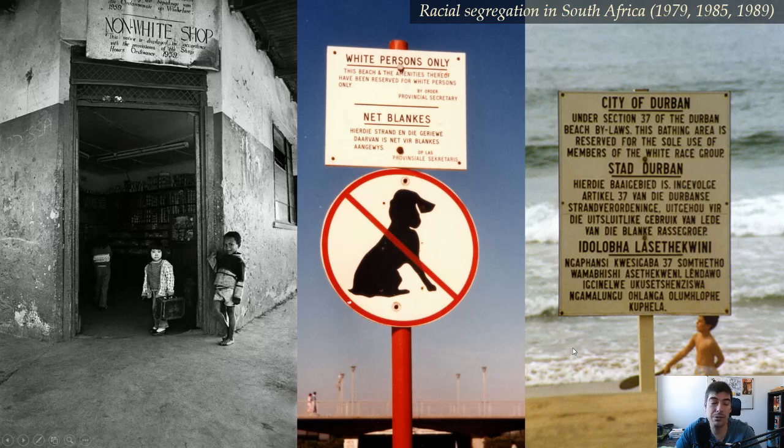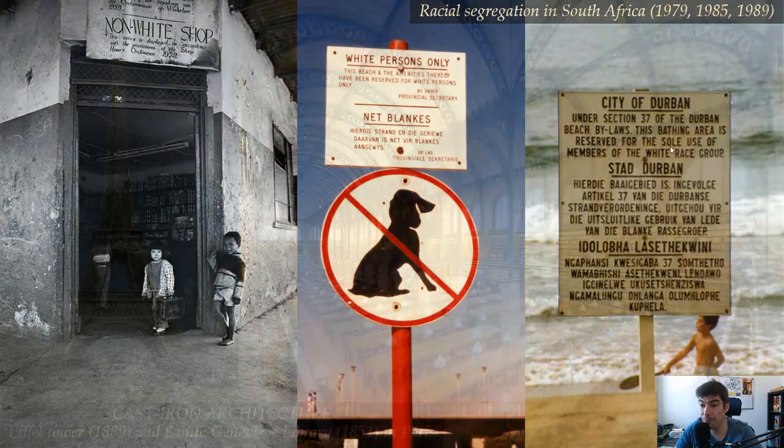For example, the most iconic example is the apartheid in South Africa. Here you can see a non-white shop, a beach only for white people, and another beach only for white people. And this is in 1979, 1985, and 1989. Okay, I was a little boy right back there, so it was until very recently, because I am not that old.